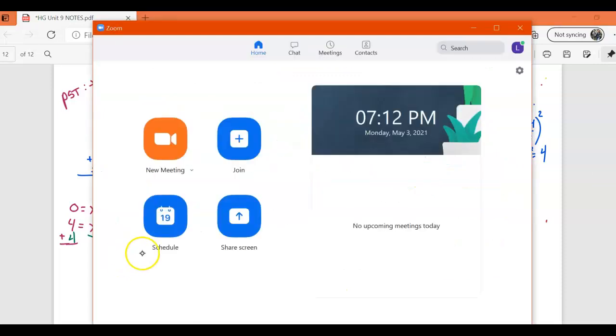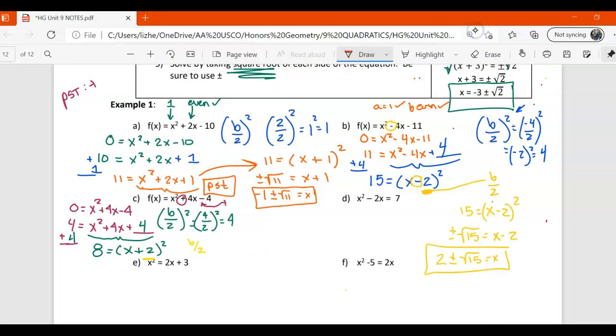So now solving that equation, I'm going to square root both sides. So I have plus or minus square root of 8 equals x plus 2. Well, the square root of 8, remember, is 4 times 2, and there's a perfect square in there. So this is actually plus or minus 2 square root of 2 equals x plus 2. I subtract 2, so I have negative 2 plus or minus 2 radical 2 equals x. And there's my answer for C.